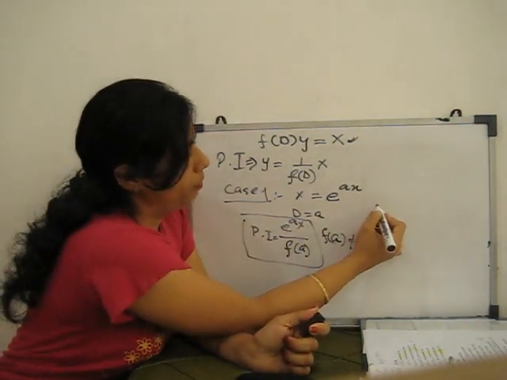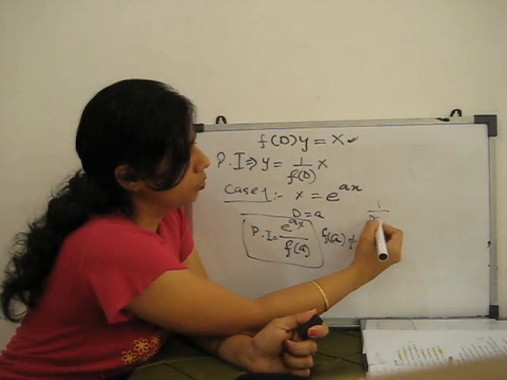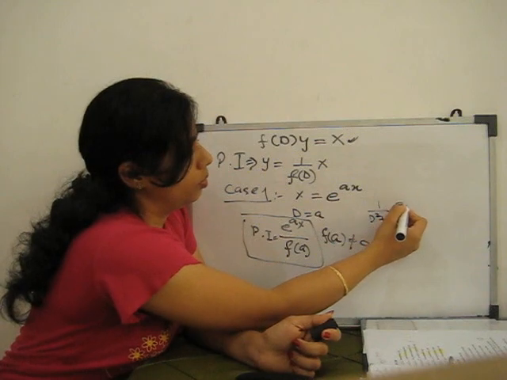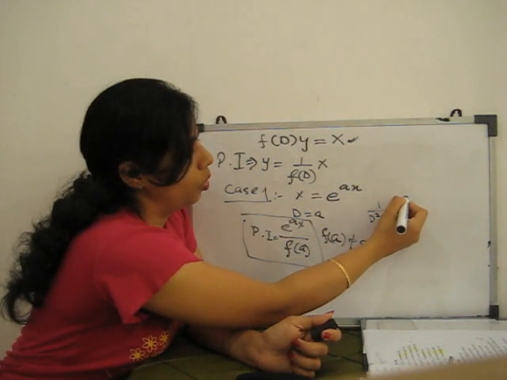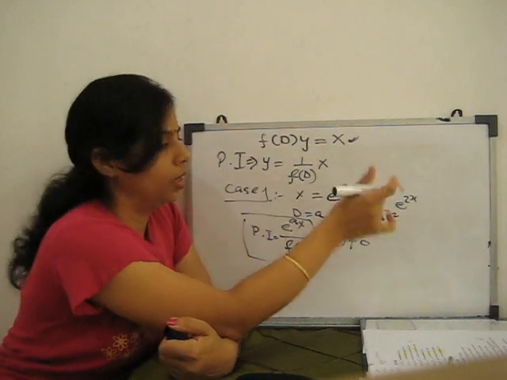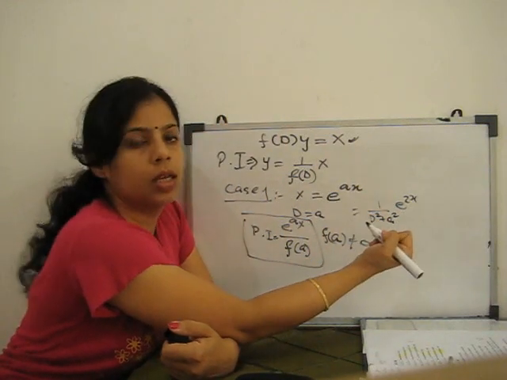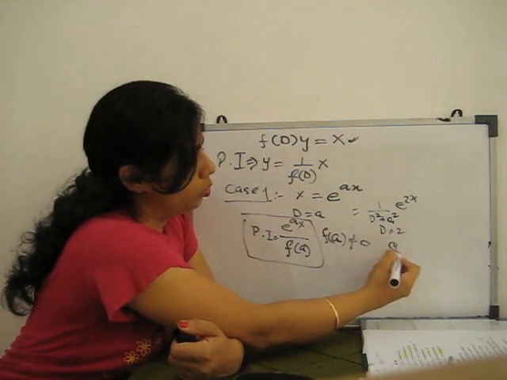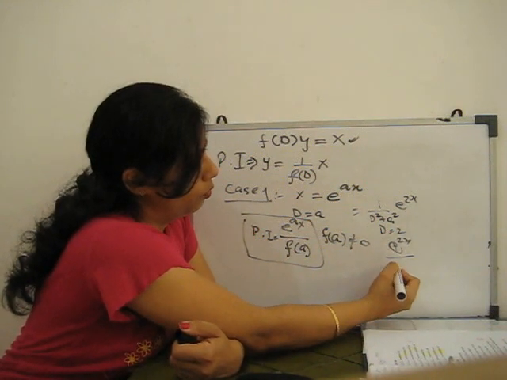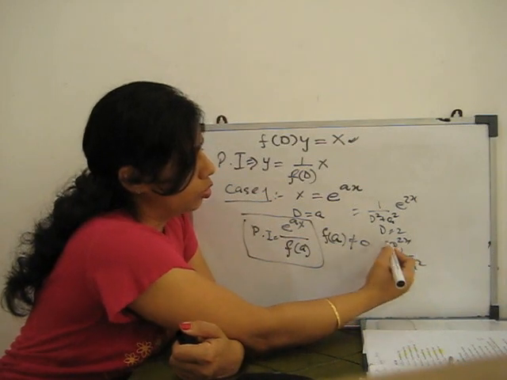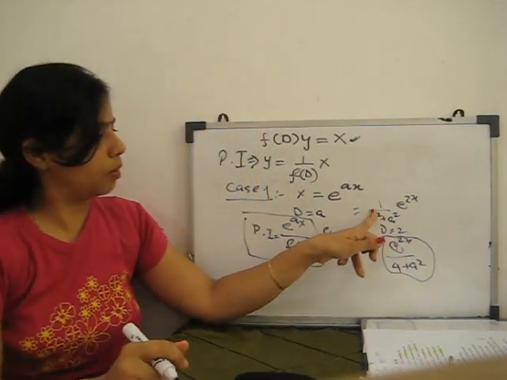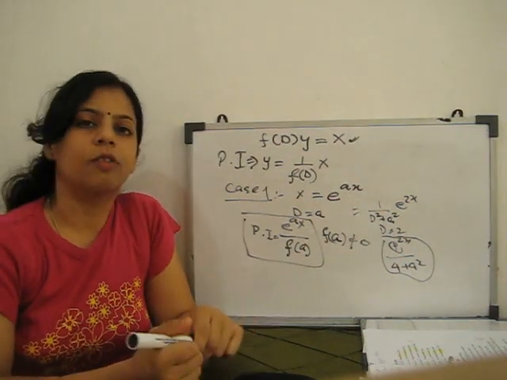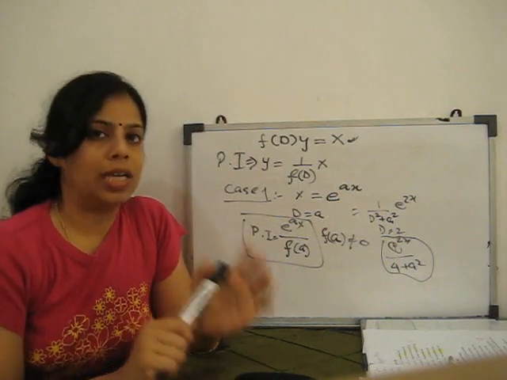For example, if our equation is 1 upon D square plus a square times e to the power 2x, what is the PI of this? In this, D is replaced with 2, so e to the power 2x upon 4 plus a square. Our answer of PI is just replacing D with a, where a is 2. This is a very simple example without a case of failure.